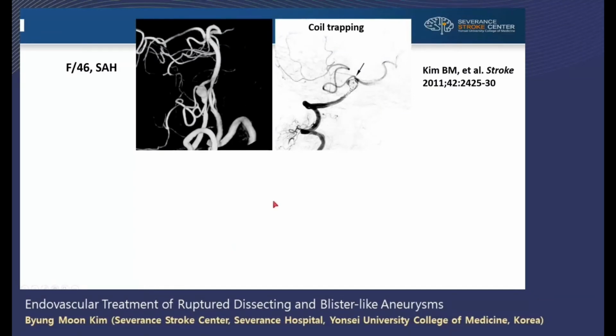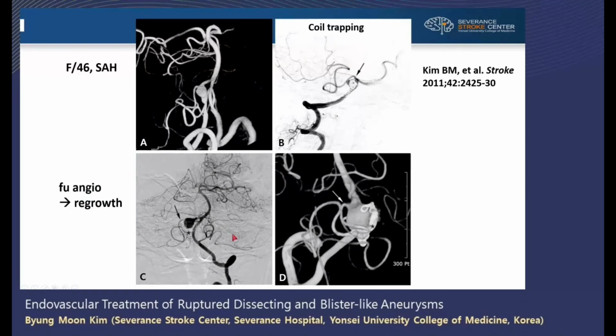This is another example. Ruptured dissecting aneurysm here, and the PICA origin arises from here. The 2 months follow-up angiogram shows recurrence, major recurrence. Fortunately, this is an unruptured recurrence. Similarly, retrograde flow through the friable dissecting aneurysm sac and into the PICA caused recurrence.